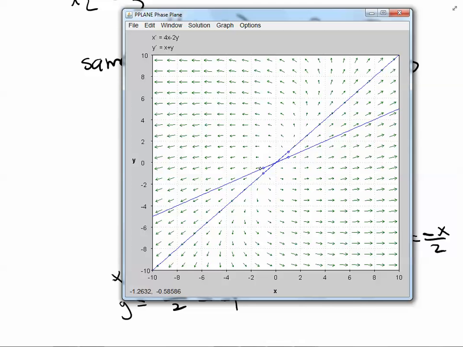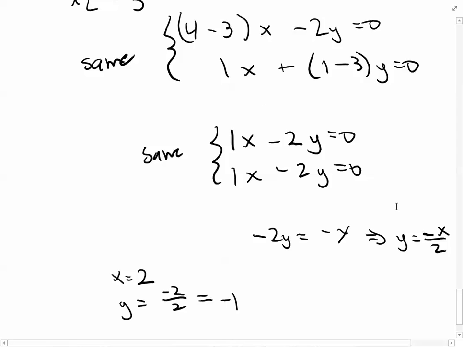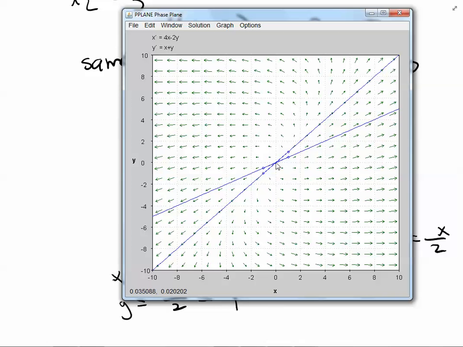Let me erase that negative sign, because we divided by negative 2, and that made the negative go away. So basically, if we look here and we say, all right, we'll go over 2 units, that takes us up exactly 1 unit. And that's a vector along that straight line solution again.